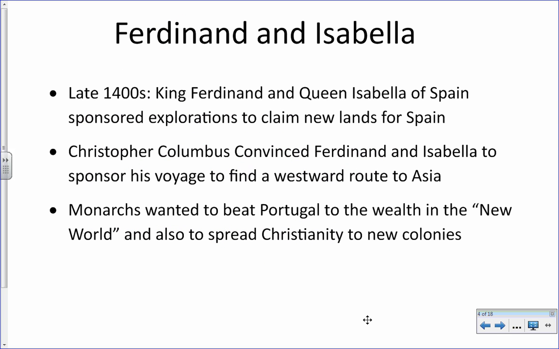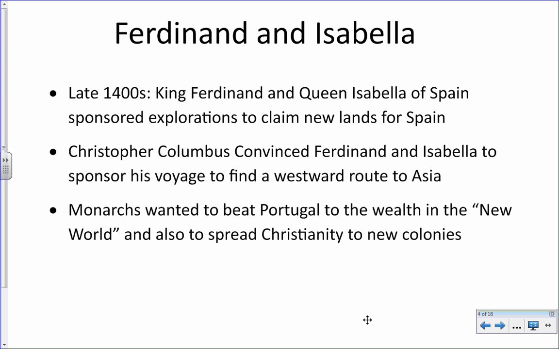We're going to start with Ferdinand and Isabella, the king and queen of Spain at the time. They wanted to get into the economic activity and the political activity that they saw the Portuguese engaged in, so they began financing voyages and expeditions.